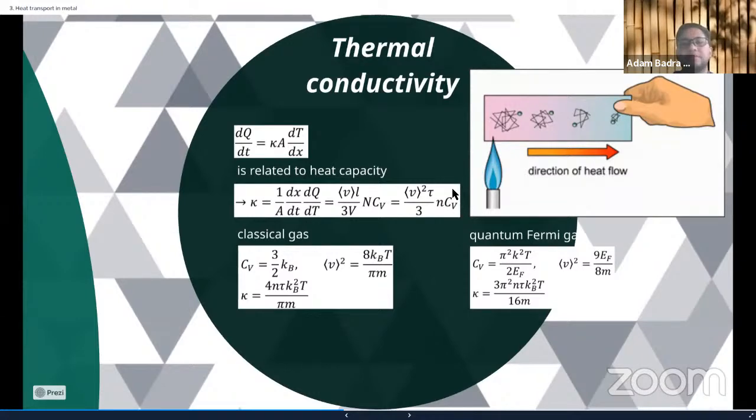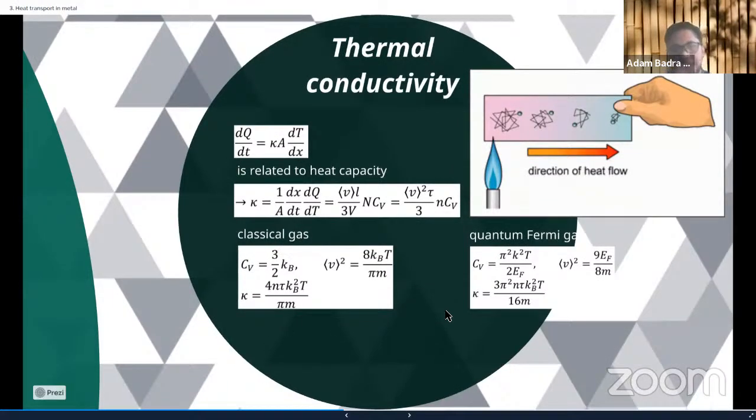And here this CV is quite different if we discuss a classical gas or a quantum gas. In the classical gas, CV is just 3 divided by 2 kB, and V squared is just the average in the Maxwell distribution function, Maxwell kinetic theory. We discussed the day before yesterday that V squared is just 8 kB T divided by pi m. So now from this we can find that kappa is 4, where n is the electron density, times n tau kB squared T divided by pi m.